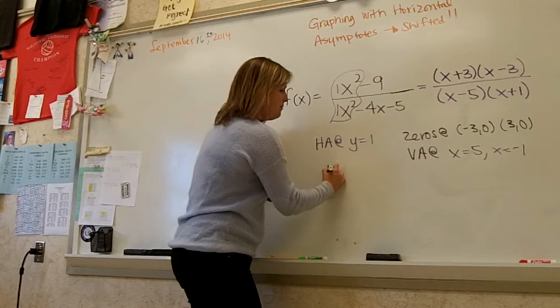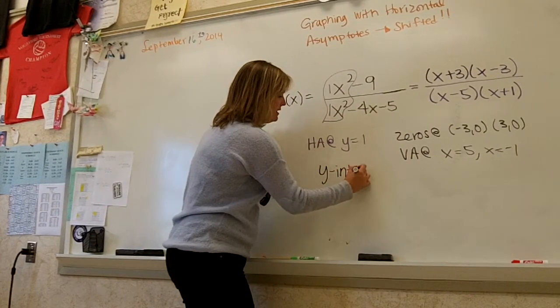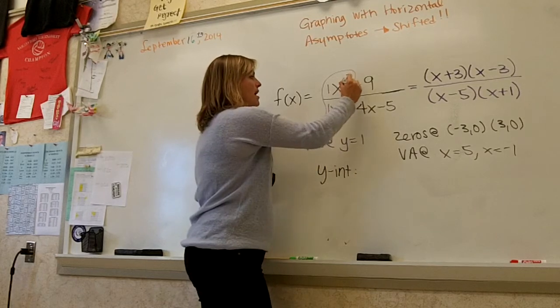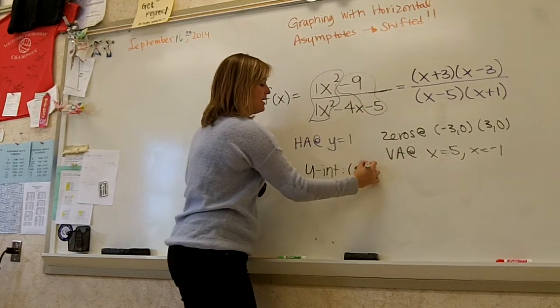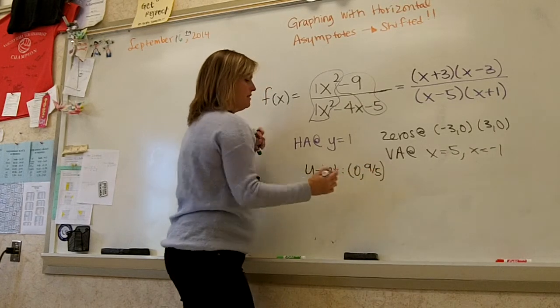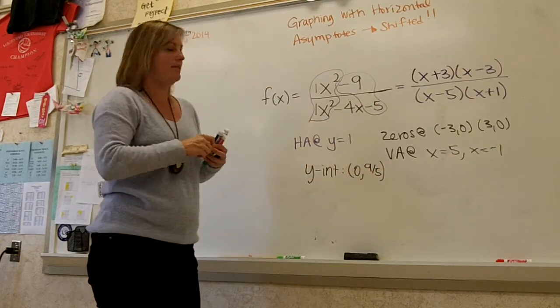And then my y-intercept, there's no holes in this because nothing cancels out. My y-intercept is just going to be these two numbers here at the end. So when I plug in 0, I get 9/5. Okay, so now let's get all that stuff on the graph.